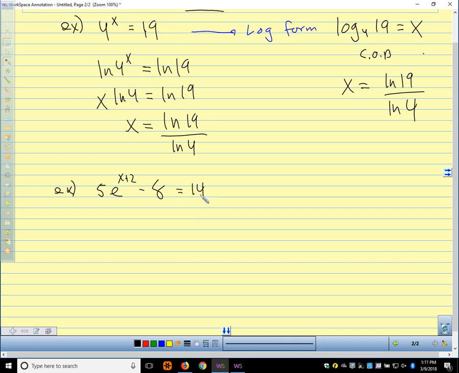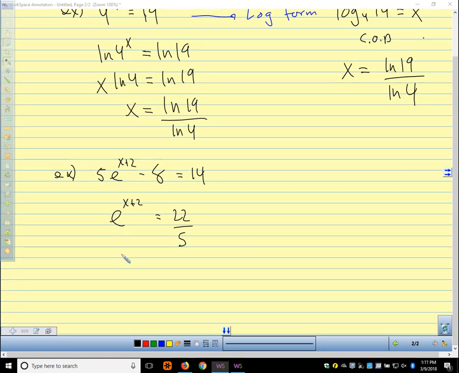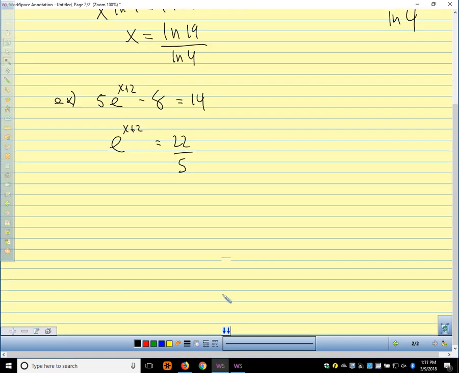5e^(x+2) - 8 = 14. So the first thing we want to do is isolate the exponential function. So I'm going to add 8 and divide by 5. e^(x+2) = 22/5. And now I can take the natural log of both sides.